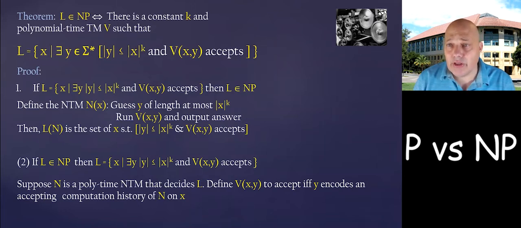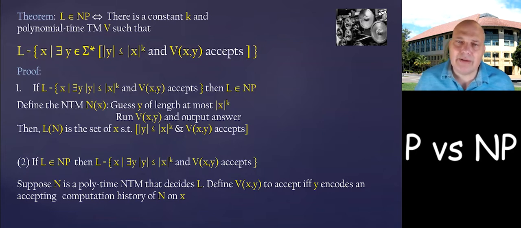So that's one thing we need to show, that V is polynomial time. And then we need to show that for every x, there is y of some polynomially bounded length, x to the k, for which V of x, y will accept. And indeed, for every x in L, there is an accepting computation path in N. And furthermore, because N is a polynomial time non-deterministic Turing machine, this accepting path is going to be polynomially bounded. And with this, we end.